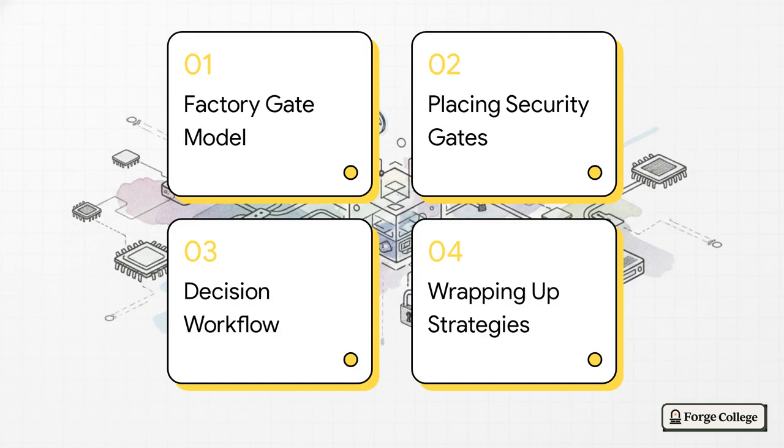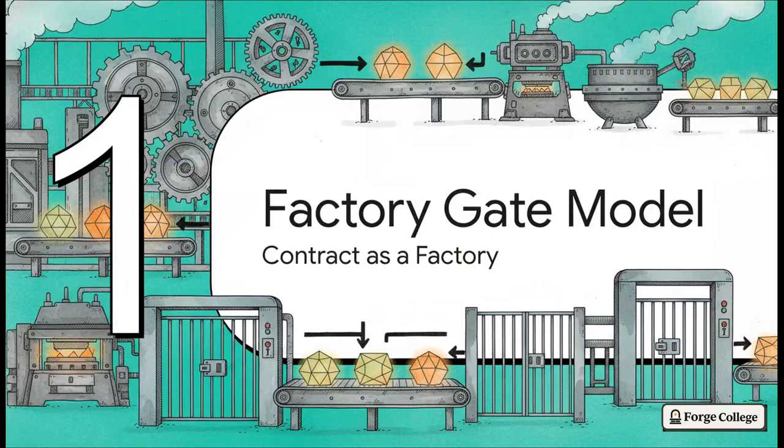We'll be starting off with the factory gate mental model before figuring out where exactly to place our security gates using some real-world token minting and protocol configuration scenarios. Then, we'll wrap the whole thing up with a simple 5-step decision workflow and a really handy strategy matrix. So part 1, the factory gate mental model.